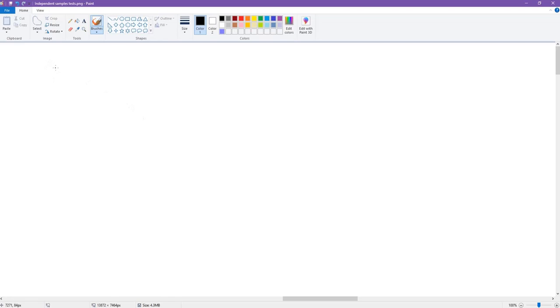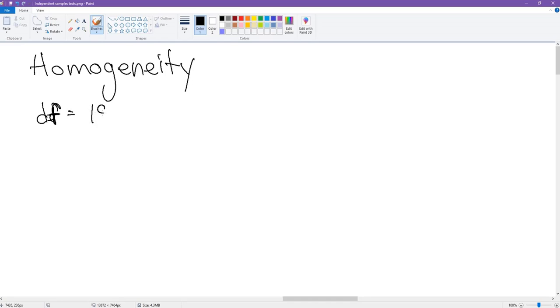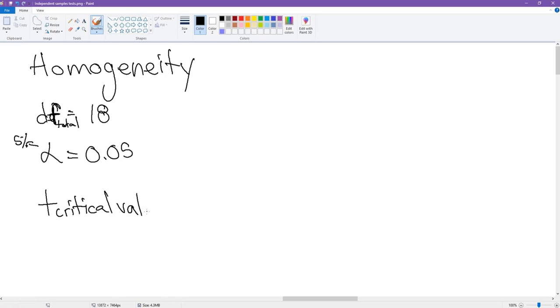So I'm going to list a couple of things out because we've gone all over the place. I'm going to list out what our homogeneity degrees of freedom is. Well, that was 18 because we were using the degrees of freedom total. We were using an alpha equal to 0.05 or 5% type 1 error rate. We ended up getting t critical values that depended on whether we had directional or non-directional hypothesis.